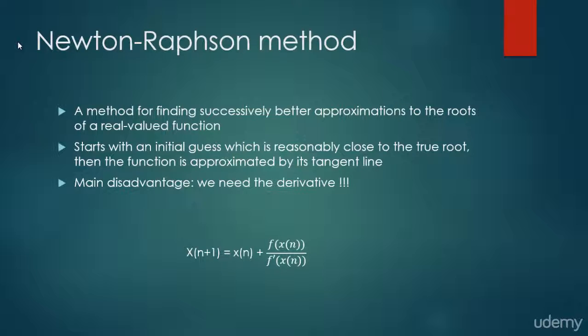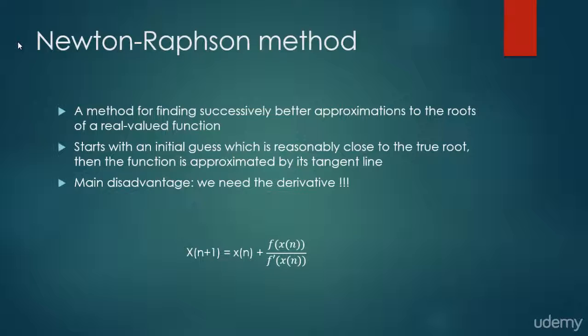A method for finding successively better approximations to the roots of a real-valued function, that's why it's good, starts with an initial guess which is reasonably close to the true root. Then the function is approximated by its tangent line, and the main disadvantage is that for this tangent line we need the derivative, and sometimes it's very hard to calculate the derivative of a function. So this is the main disadvantage.